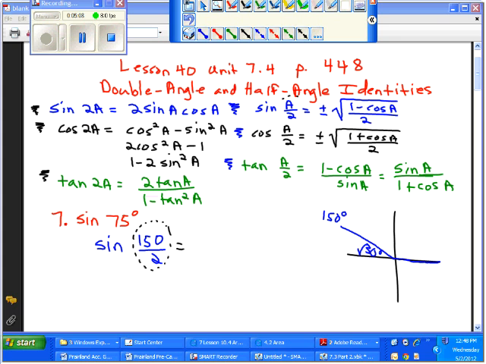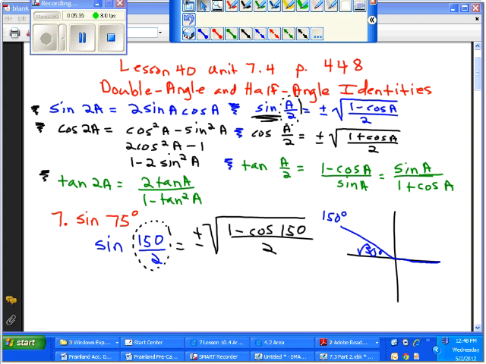So we're going to use the sine of some angle divided by 2 rule right there. And so we're going to have plus or minus the square root of 1 minus the cosine of that angle, 150 degrees, the angle that got divided by 2, over 2. Everybody see how we got that?